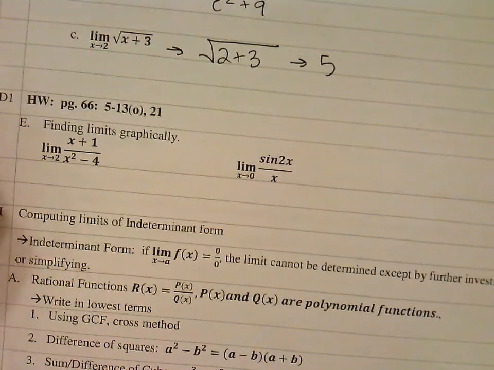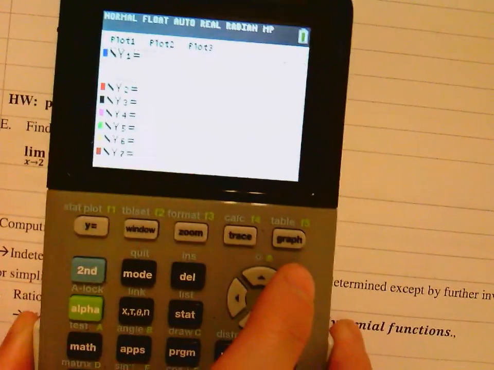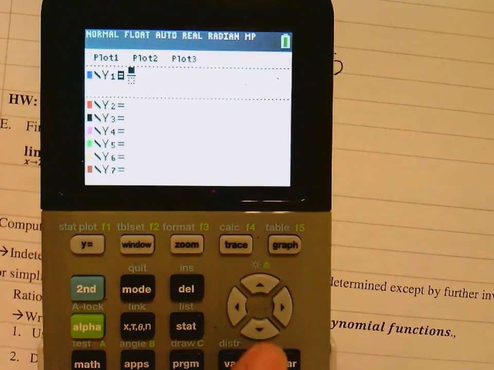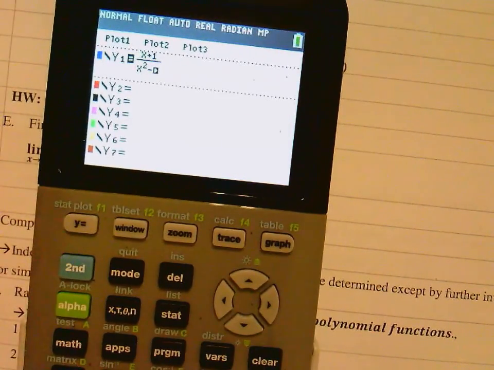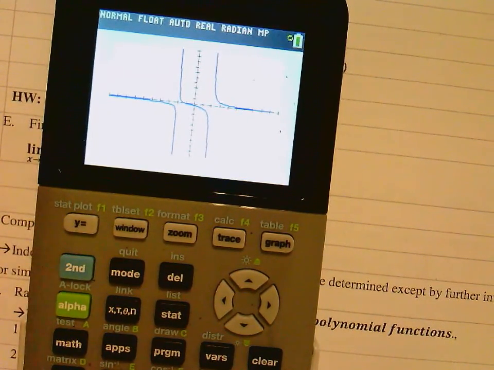So I'm going to set my window to zoom 6. Cool neat fact, if you don't know already, to make a fraction in a calculator, it's just alpha y equals, and you get your numerator and denominator right there. So that's going to be x plus 1 over x squared minus 4. So let's see where it's going to be as it approaches 2. Now, if you could already tell, it's going to be a vertical asymptote at 2, okay? Because anytime you have just the regular algebraic expression in the denominator, it's going to be a vertical asymptote, okay?